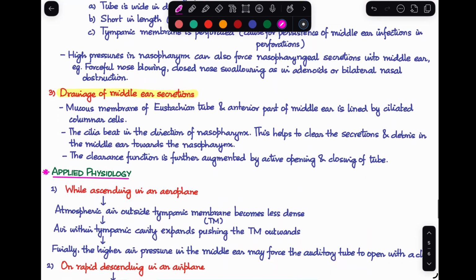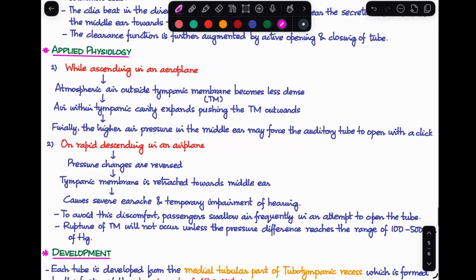Now let's talk about a little bit of applied physiology. The commonest thing that we can associate with this is when we get on an aeroplane. When you're ascending in the aeroplane, many a time we have felt this discomfort in our ears, right? Let's try to understand what is the physiology behind that. When you're ascending in the aeroplane, the atmospheric air outside the tympanic membrane starts to become less dense. As a result, the air within the tympanic cavity starts expanding and pushes the tympanic membrane outwards.